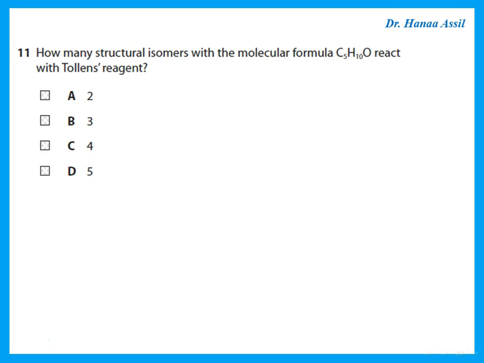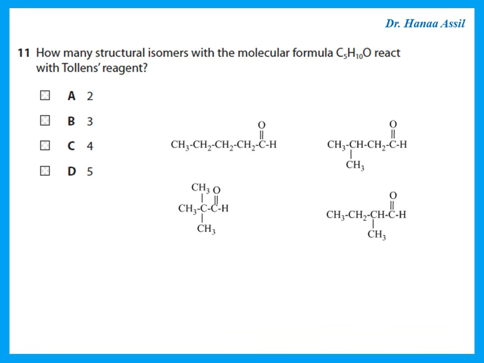How many structural isomers with molecular formula C5H10O react with Tollens reagent? Remember, anything that reacts with Tollens reagent has to be an aldehyde. So he's basically asking you how many structures of C5H10O can be aldehydes. So let's take a look. If you draw the C5H10O in different forms so that they're all aldehydes, you will have 4 different types of structures. So these are the structural isomers.